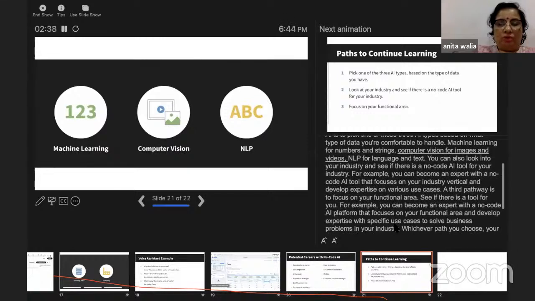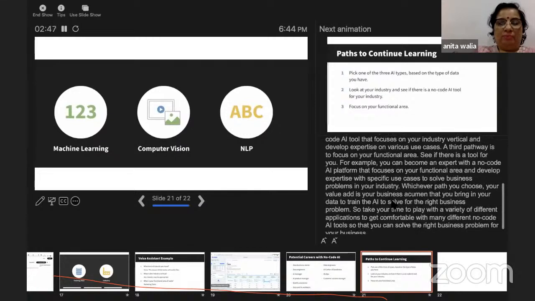And you can also look into the specific industry type and the no code AI tool for that industry and become an expert in that. For example, you want to build your career in banking. So you can find out which is the no code AI tool for the banking industry. So you can become an expert with a no code AI platform and develop your expertise in one particular functional area or specific industry and try to solve the business problem.